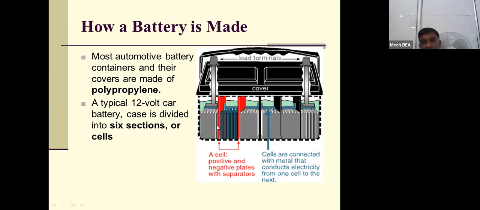Each cell is able to provide 2 volts. So 6 cells are there, 6 into 2, that is 12 volts. For cars, this 12-volt battery is used. For heavy vehicles we can use 2 batteries, 12 plus 12, which provides 24 volts. So we use 2 batteries in the case of big vehicles.